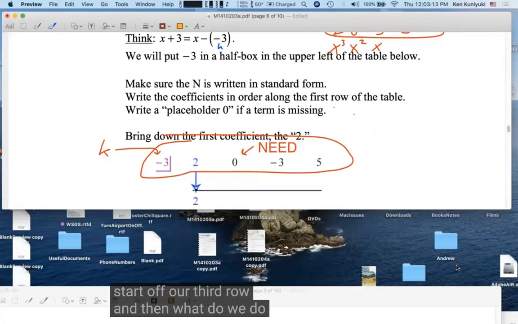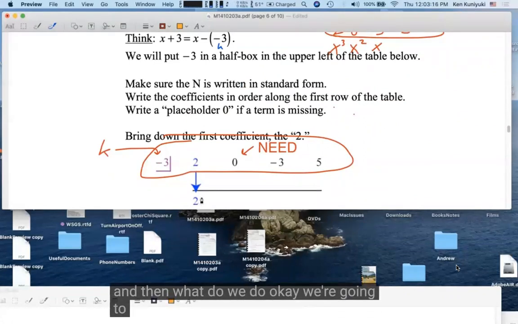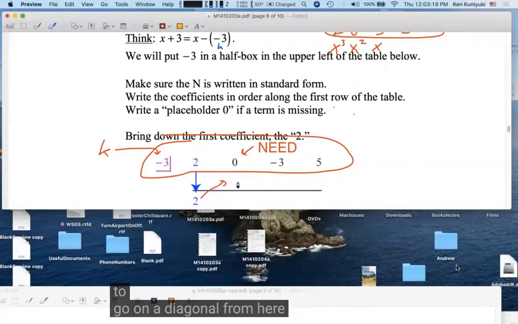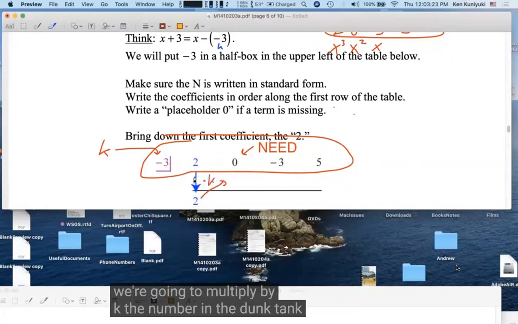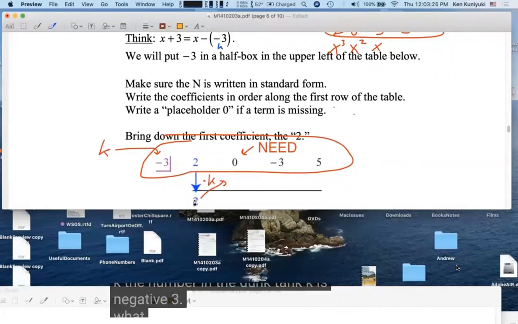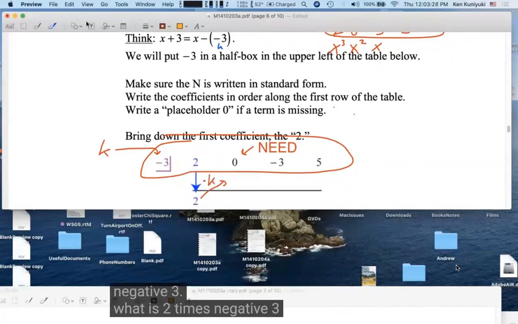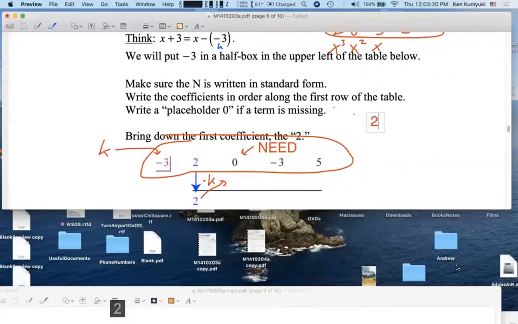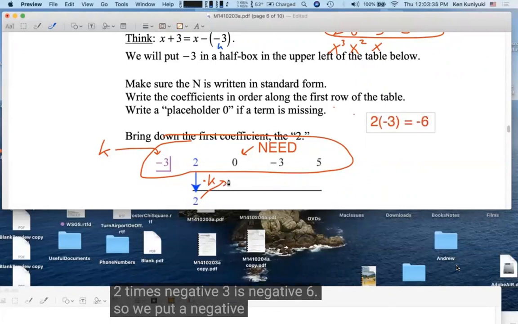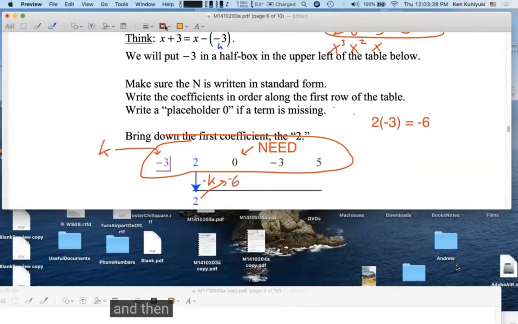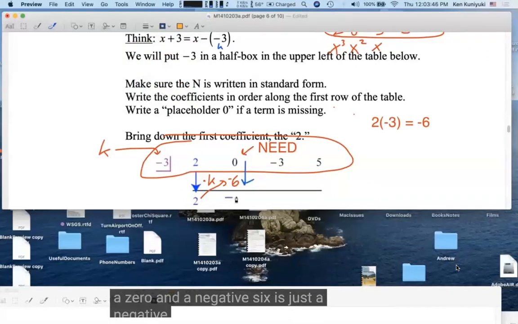And then what do we do? Okay, we're going to go on a diagonal from here to here, and we're going to multiply by k, the number in the dunk tank. K is negative 3. What is 2 times negative 3? 2 times negative 3 is negative 6. So we put a negative 6 over here. And then you add down the column. A 0 and a negative 6 is just a negative 6.